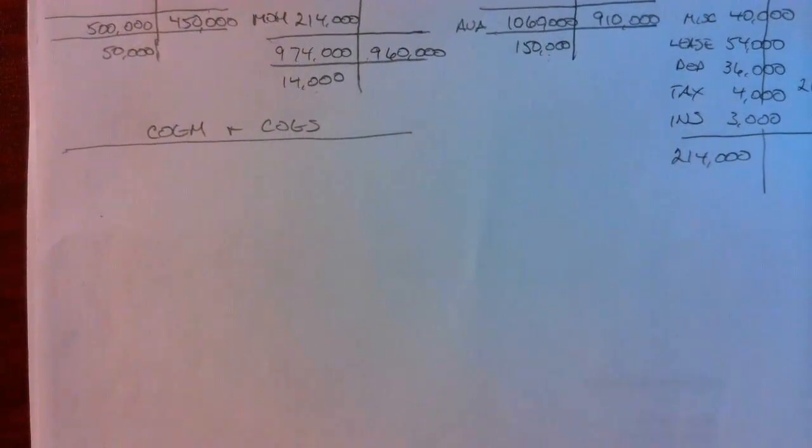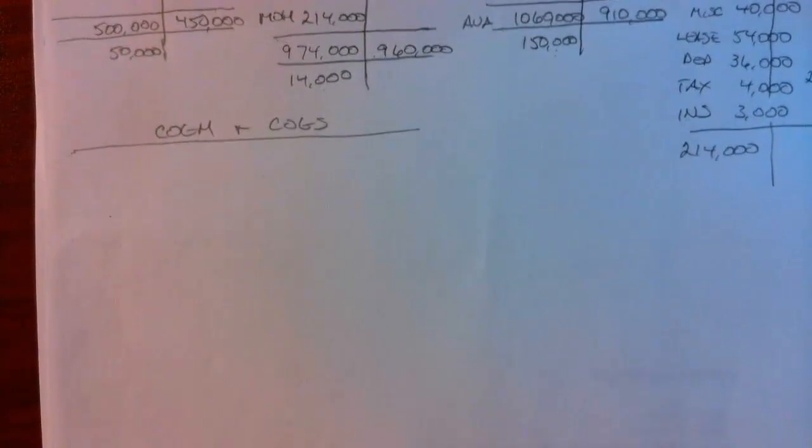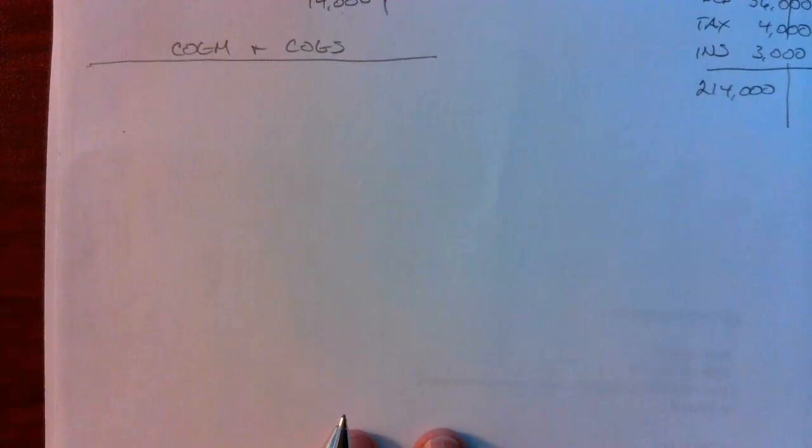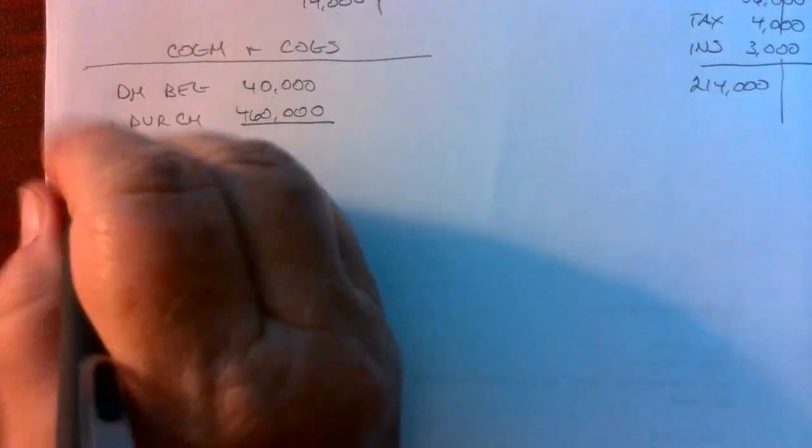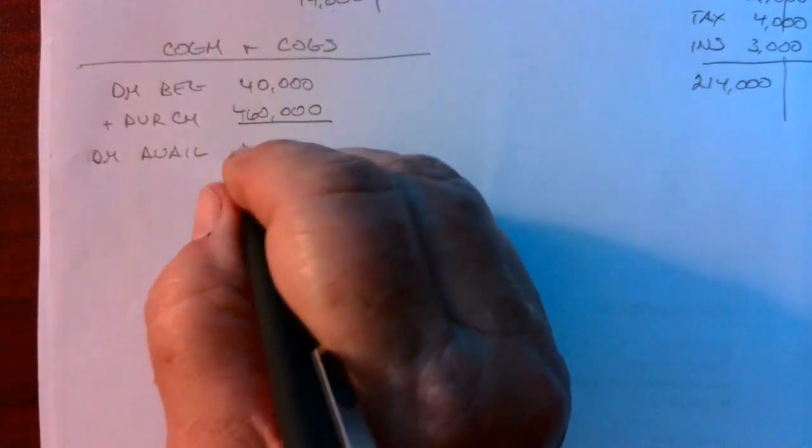Okay, so the first thing we do is we've got to do our direct material inventory. So, I mean, if we're really going to do a full job of this, that would mean I'd have direct material beginning balance of 40,000. And you're working right off the T account up there, okay? Plus purchases of 460. Gives us direct material available. It's 500,000.